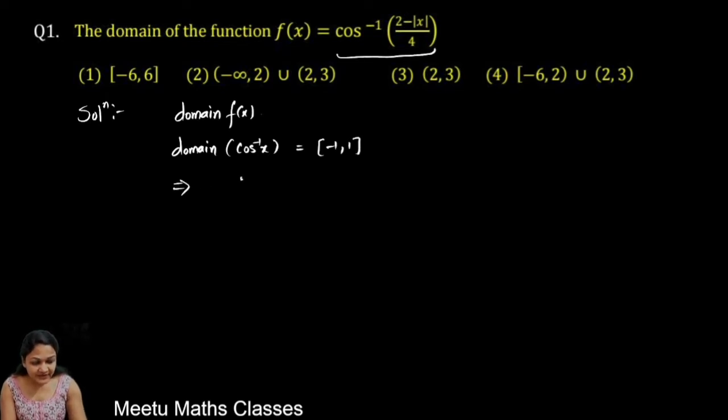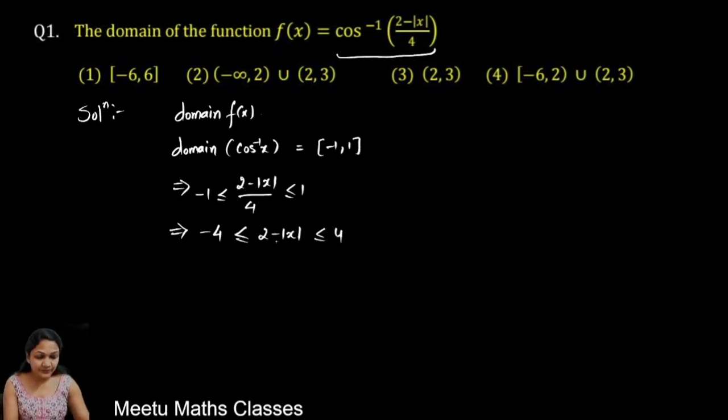So that implies (2 - |x|)/4 must lie between minus 1 and 1. Now if we multiply by 4 on both sides, we get 2 - |x| must lie between minus 4 and 4. If we subtract 2 from both sides, then we get minus 4 minus 2, which is minus 6, and from here, we are left with minus |x|, and if we subtract 2 from 4 we get 2 only.